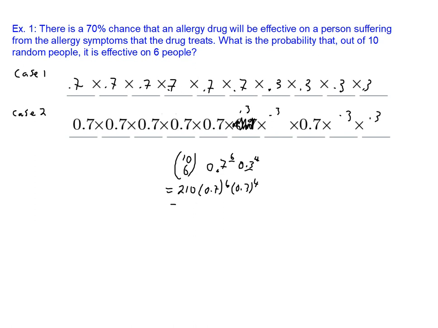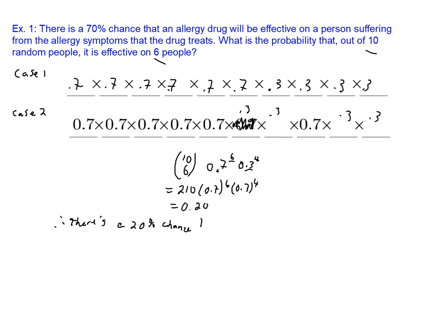And again, if we multiply that all out, we should get 0.20, which means that there's a 20% chance that 6 out of 10 people are going to have success. So what is the probability that out of 10 random people it's going to be effective on 6? Well, it's a 20% chance. So therefore, there's a 20% chance that the drug will be effective for 6 people.